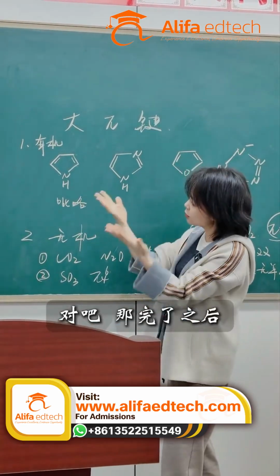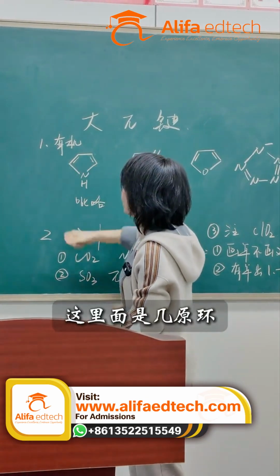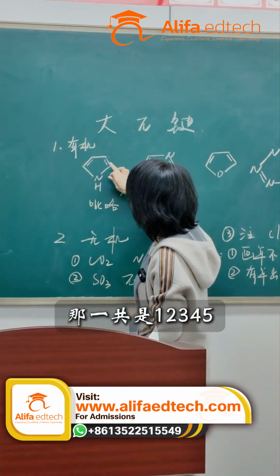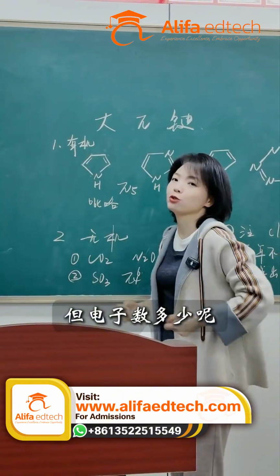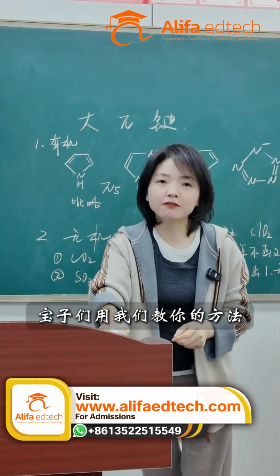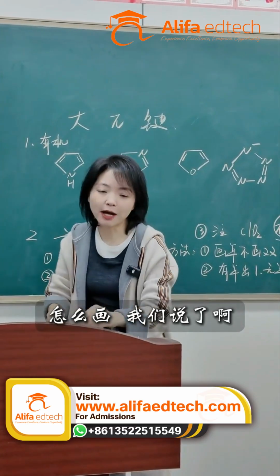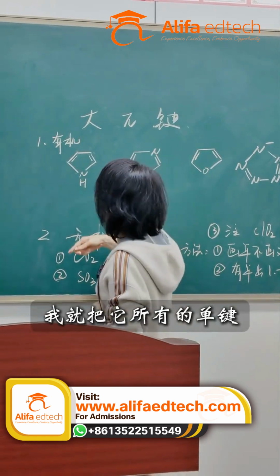But with organic substances, it might be more challenging. We also know that in this ring, all atoms in the ring transform to 4, 6, right? After that, how do we form the large discharge? First, count the ring's atoms. There are 5 total. So with 5 atoms, how many electrons? Princes, using our method, how do we draw its structure? As I said, draw singles, not doubles.